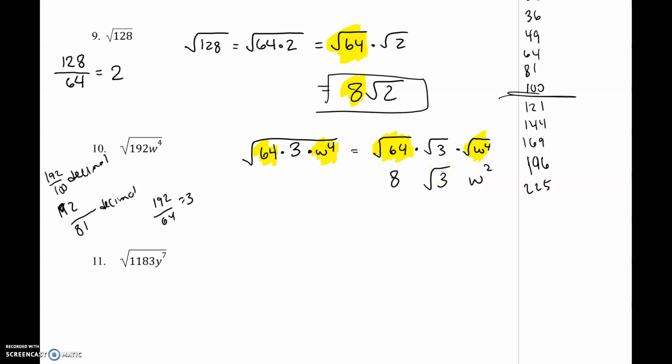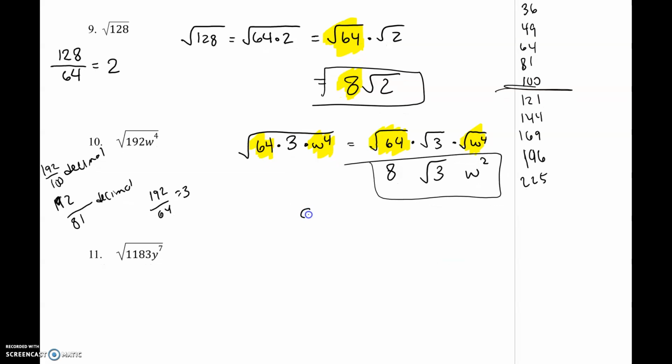Now, how are we supposed to write our answers? Because this is a little tricky. You always want to write the square root stuff at the back. So if you wrote, as I wrote, 8 square root of 3 and w squared, that's not technically the best way to write this stuff. You would want to rearrange it so that the square root stuff is at the back. 8 times w squared times the square root of 3 is the simplified version.